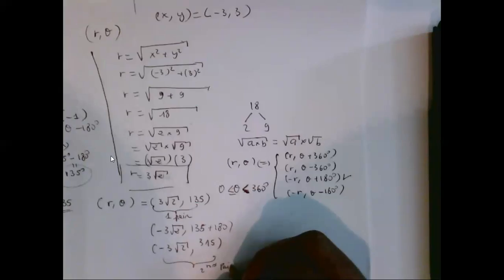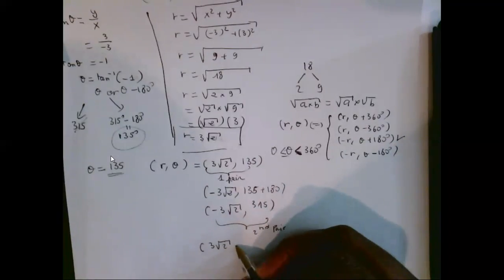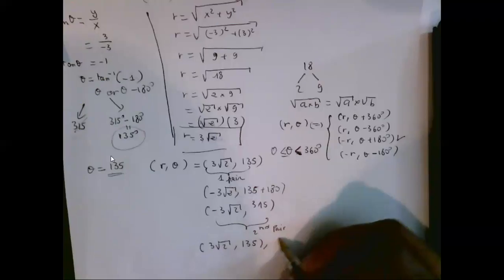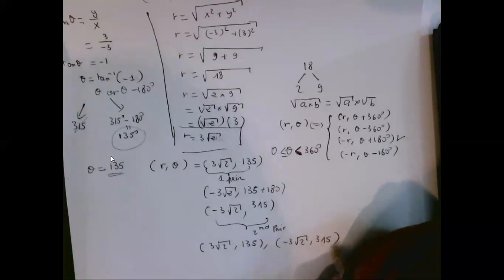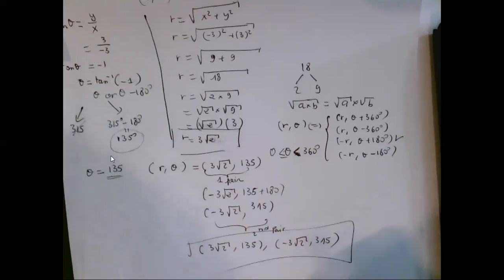So the final answer is (3 square root of 2, 135 degrees) and (negative 3 square root of 2, 315 degrees). And that's my final answer for this question. And yes, that's how you solve this question.